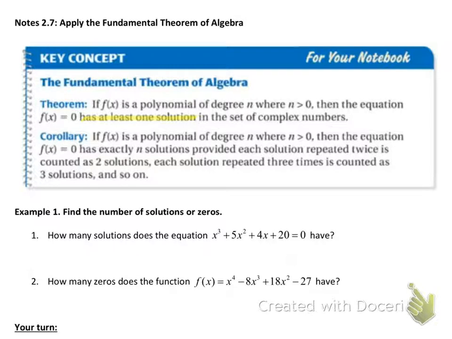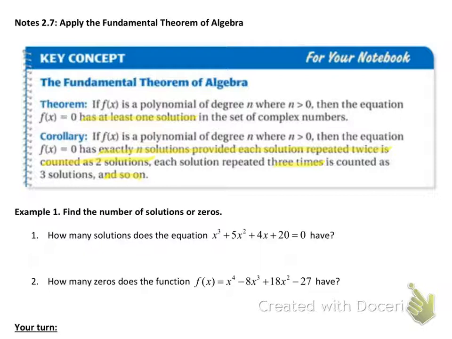And the corollary, which says if the polynomial is of degree n and n is greater than 0, the equation has exactly n solutions, provided if it hits the x-axis and bounces off, it's counted as twice. Or if that x value shows up 3 times, it's counted 3 times, and so on. So even if it's the same exact number, you have to say it multiple times.